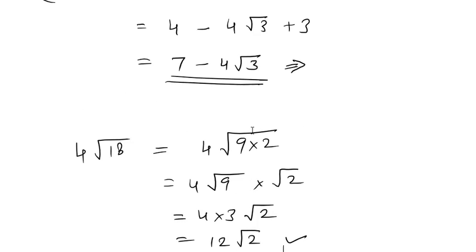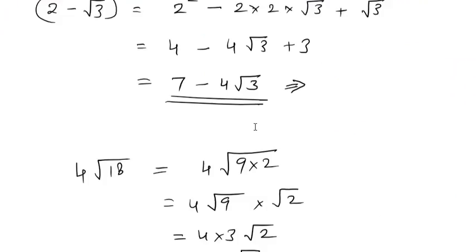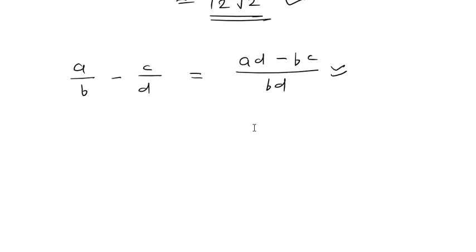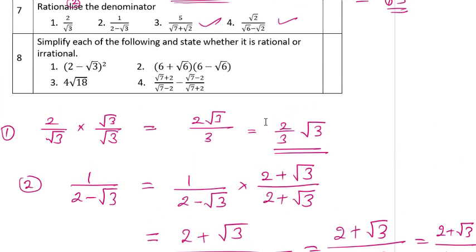And finally, your last question is (root 7 plus 2) upon (root 7 minus 2) minus (root 7 minus 2) upon (root 7 plus 2). As you know, if I have a divided by b minus c divided by d, we simplify this by the formula (ad minus bc) whole divided by bd. You can apply this formula in this problem, or else individually rationalize the denominator for this part and for this part, and you can get the answer.